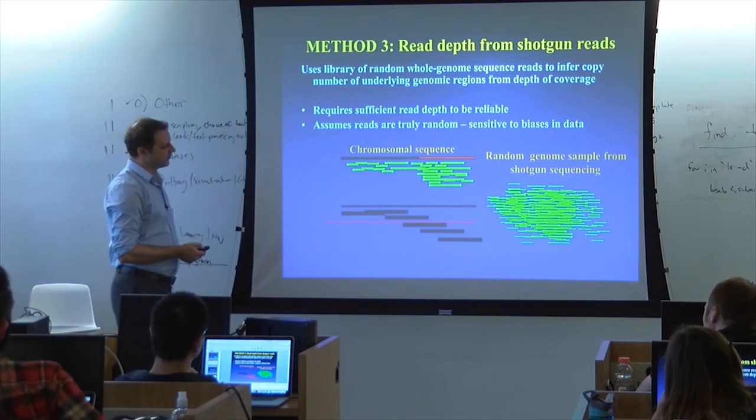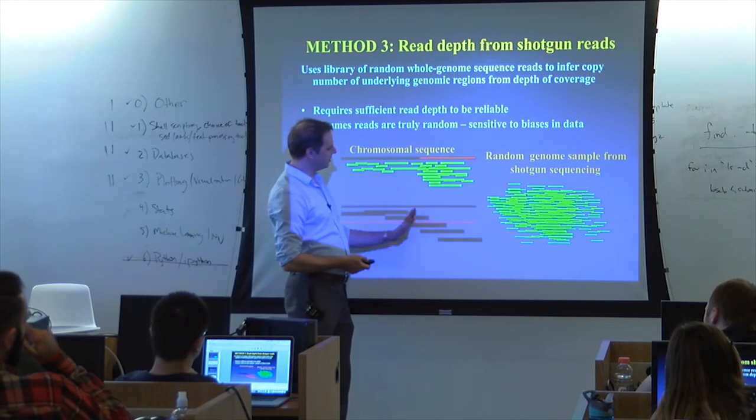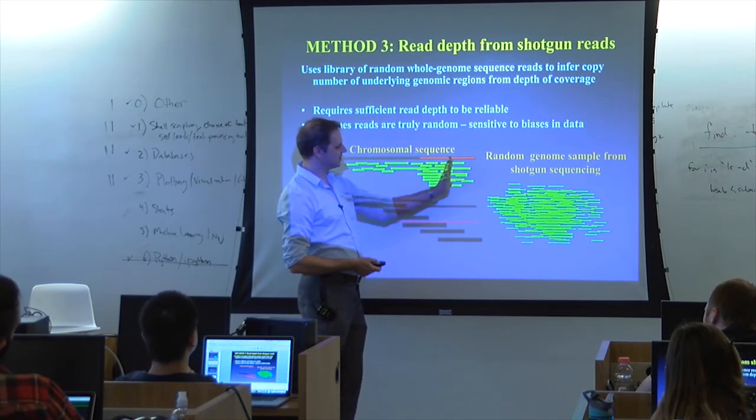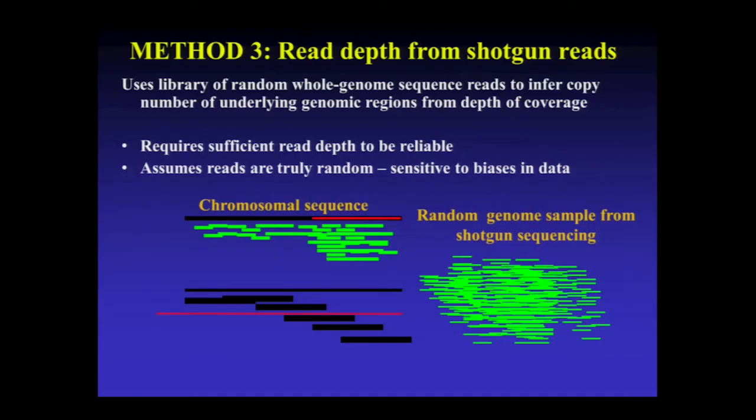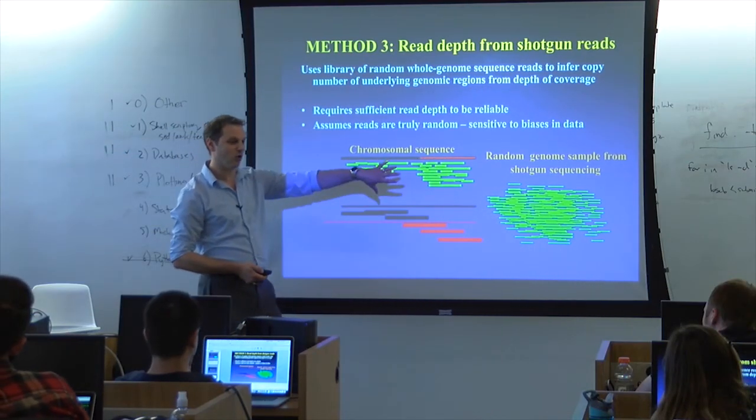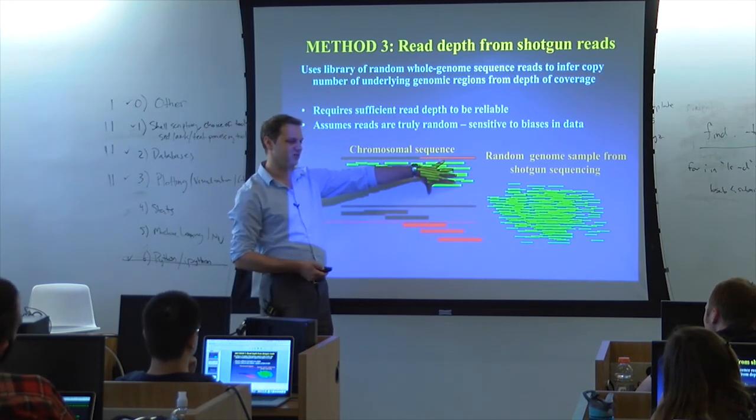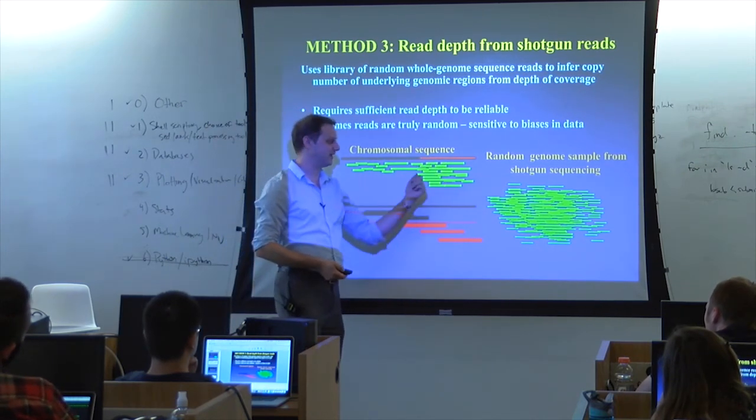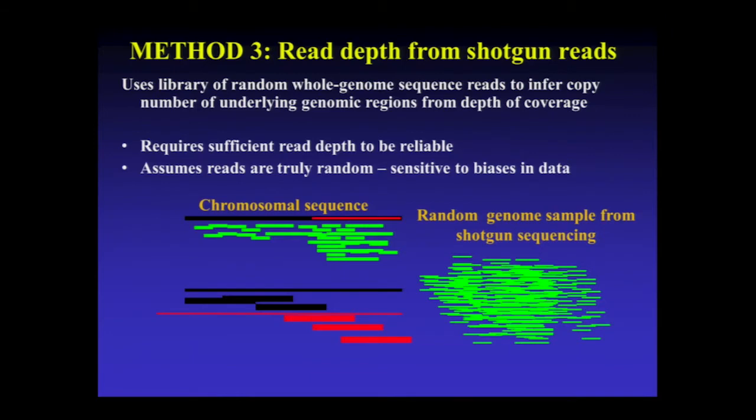And just by applying some thresholds and, say, a sliding window, you may be able to identify a region here that has a significantly greater number of reads mapping to it, suggesting maybe the individual you sequenced has a duplication. They had more copies of this piece of DNA in their genome. So when you sequenced it, you got more reads derived from that region coming out of the sequencer.